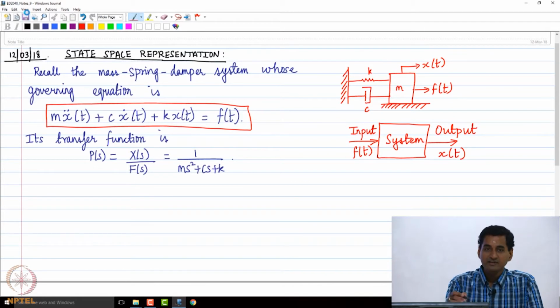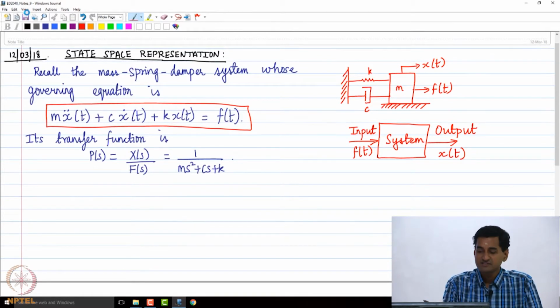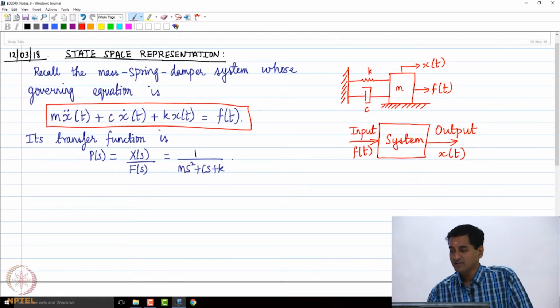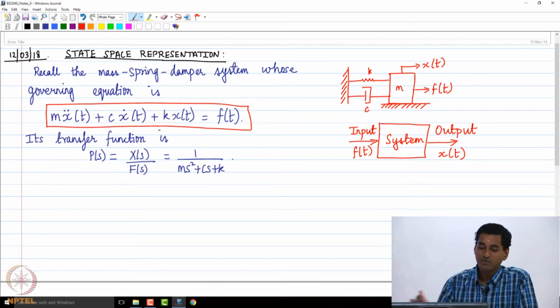And we have already derived its transfer function. The plant transfer function was the Laplace of the output by the Laplace of the input when all the initial conditions were 0, and we already know that for this particular mass spring damper system the transfer function is 1 divided by m s square plus c s plus k. So all this is something which we are already aware of.